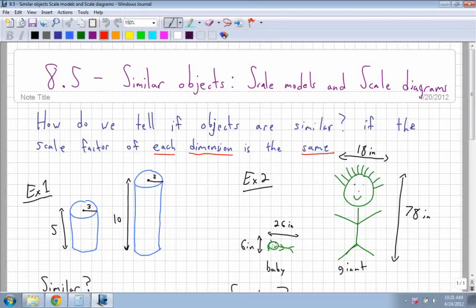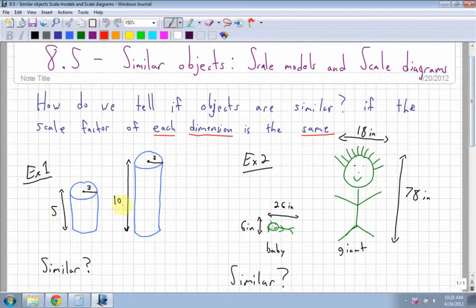So let's look at the first one here. I'm asking you, is this similar? Well, let's look at 5 to 10. I can see right away that's been multiplied by 2. So the scale factor is 2, it's an enlargement. Here I see from 3 to 3, wait a second, that's only been multiplied by 1. So it's not by the same value. So are they similar? No.